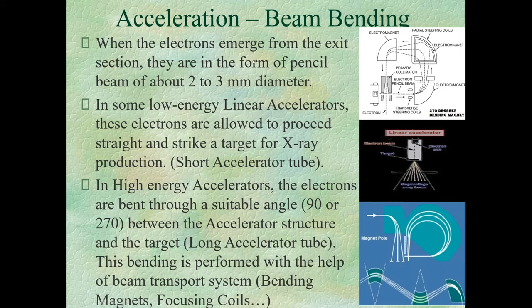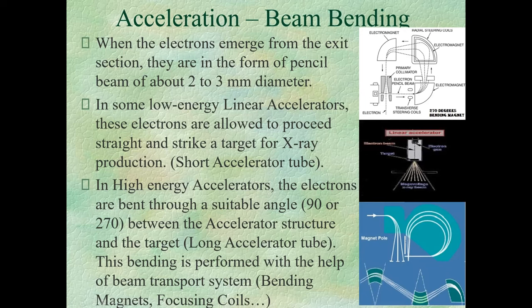When the electrons emerge from the exit window, they have a very small diameter of about 2 to 3 millimeters. In the Khan book, it says 3 millimeters, sorry, but some books also mention 2 millimeters, so I wrote 2 millimeters here as well.